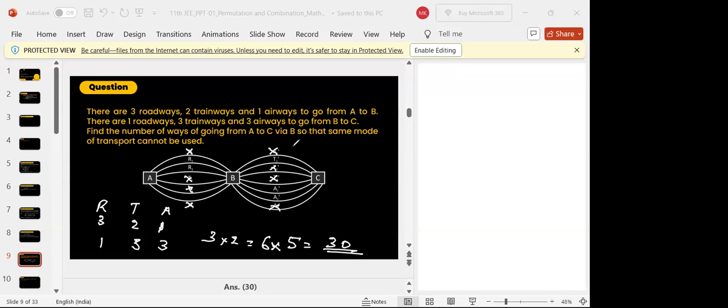Because they said via B so that the same mode of transport cannot be used. So rail, in the two cases, train cannot be used. So we have a balance of 2 here. Train we cannot use, we have a balance of 1. Here we have a balance of 2. So 2 plus 2 into 1, that is 5. That is what we have used here. Here we have 3. So 3 into 6 into 5, that is 30.